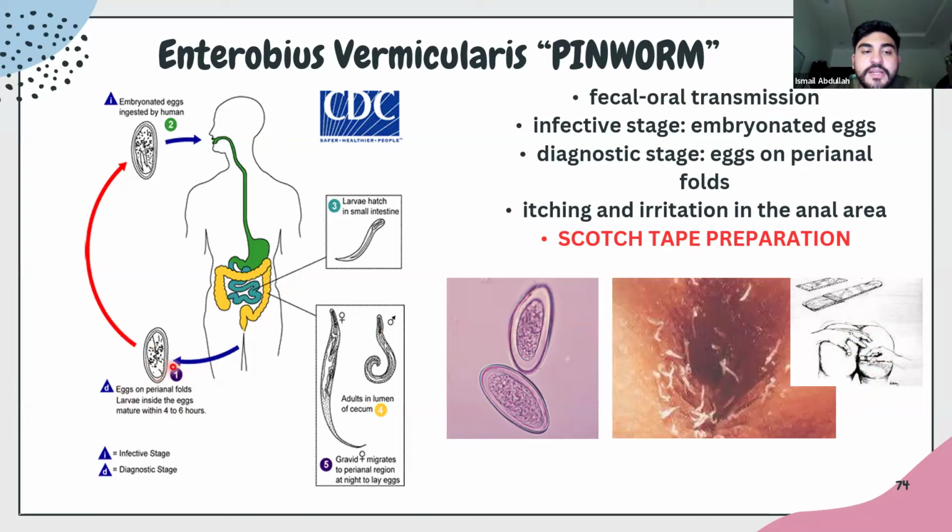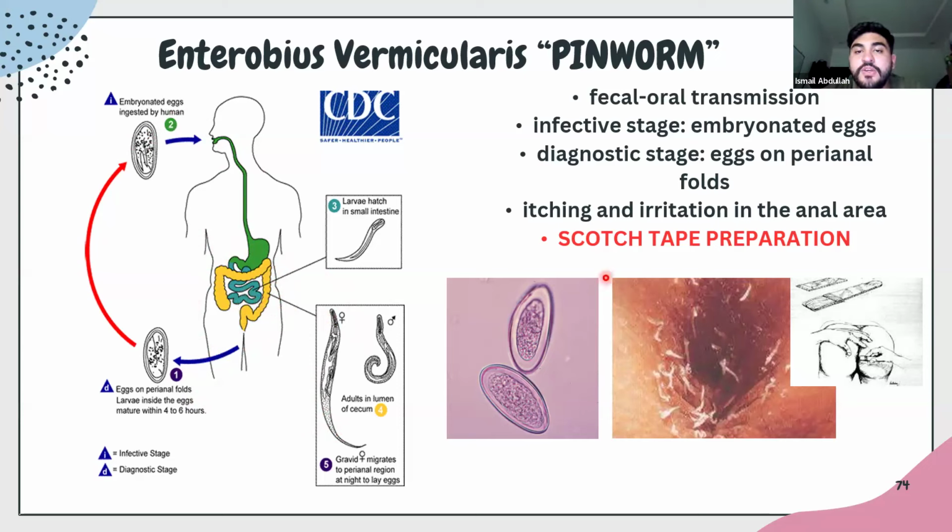So these eggs are going to be on the perineal folds. There'll be, of course, embryonated eggs that are going to be ingested by a human. This embryonated egg is the infective stage, of course. And then when it gets all the way to the intestines, these eggs could then hatch and give us a larva, or could even give us a full worm. And the diagnostic stage, of course, it's a child.